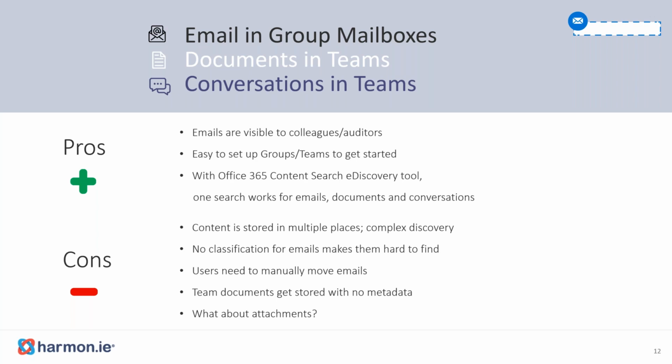Explaining to people how to move things into the group mailbox, explaining to people what the concept of a group mailbox is. And then when you work according to this strategy as well, team documents, although they do get stored in Teams, which are SharePoint locations, they get stored with no metadata. So while they are physically in the place where they should be in terms of document storage for document management, there's no real way to find them later on. And again, we have the same issue with attachments. Where do you put them when you have several different places where each component goes somewhere else?